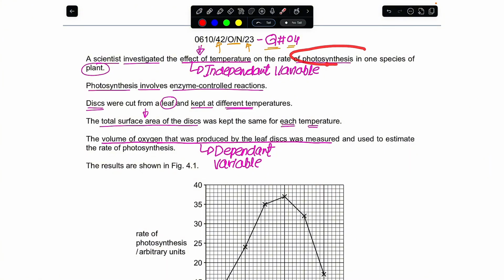Now, the rate of photosynthesis which they are measuring is in terms of the volume of the oxygen gas that would be produced by each leaf disc. So this would be the dependent variable. That is measuring the rate of photosynthesis, but in terms of the volume of the oxygen gas being released. And that would give us an estimate of the rate of photosynthesis.